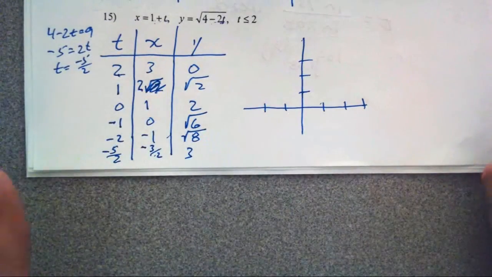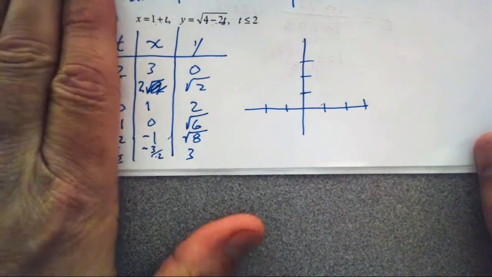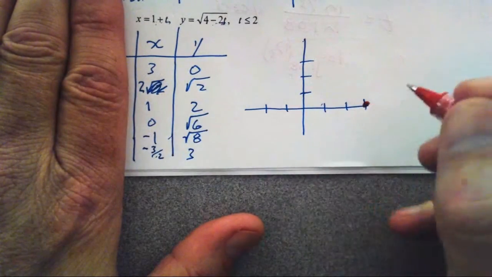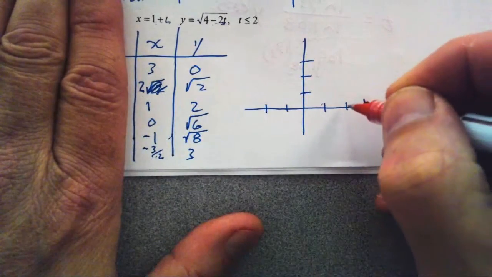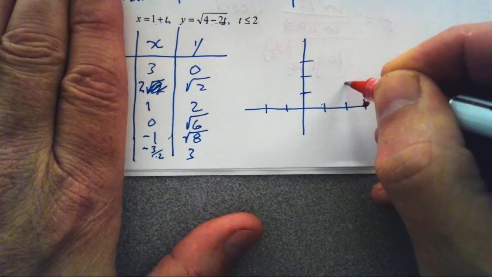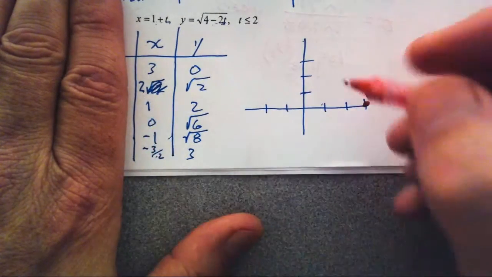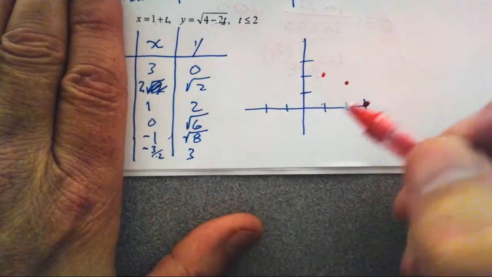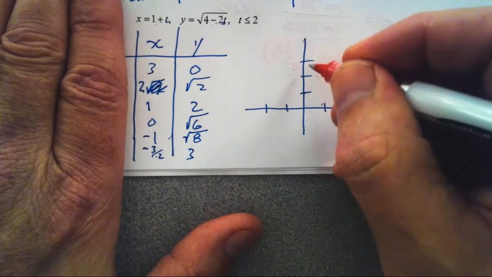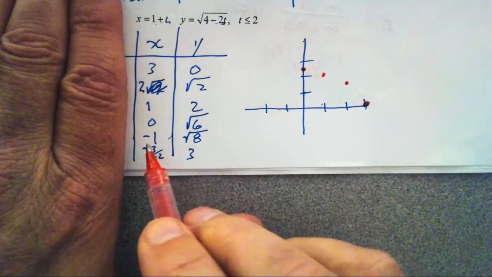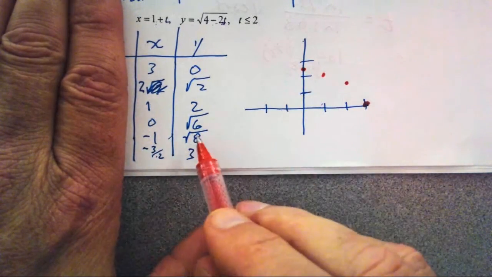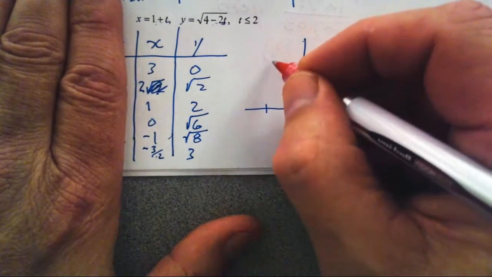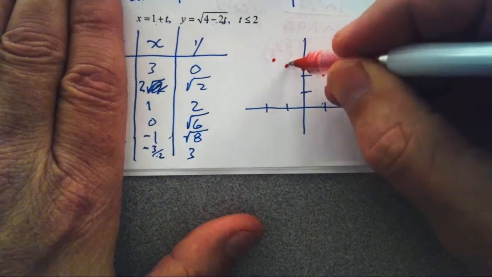So careful, I've done this lots of times. Cover up t. I'm graphing these points: 3, 0. I'm graphing 2, square root of 2, about 1.4. I'm graphing 1, 2. I'm graphing 0, root 6. Well, it's a little bit more than 2, between 2 and 3, an approximation here. At negative 1, I'm almost up to 3, and at negative 1.5, I am up to 3.